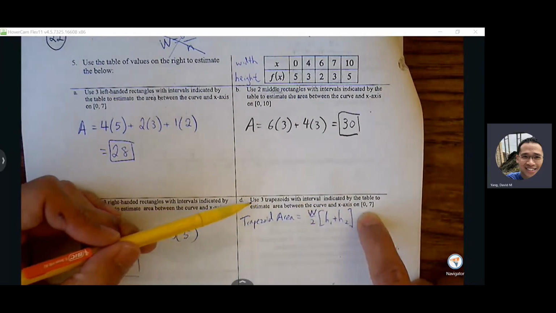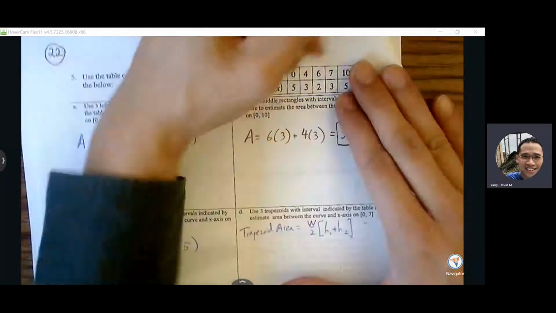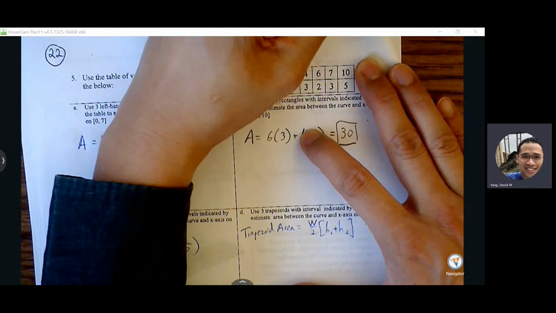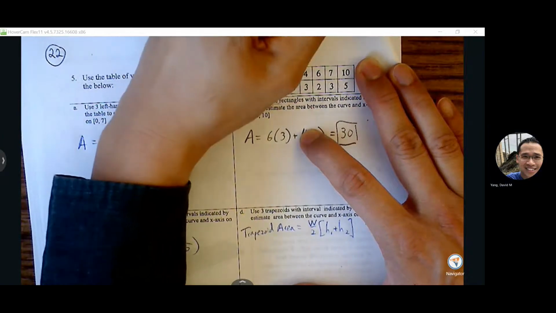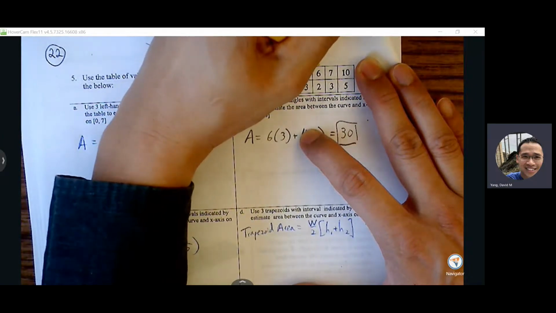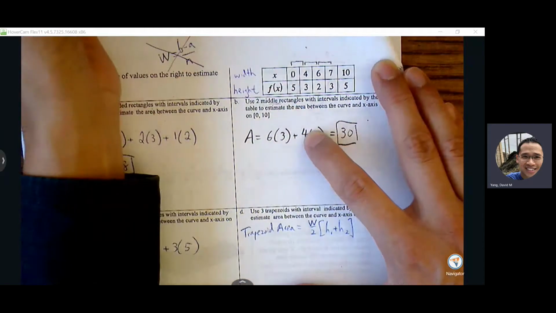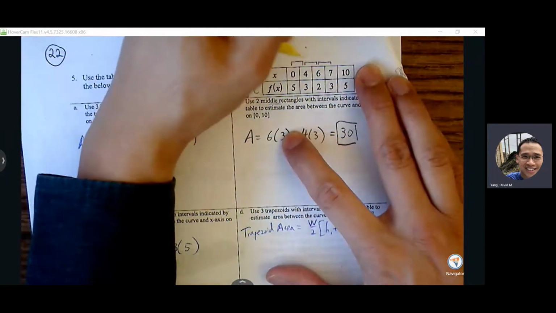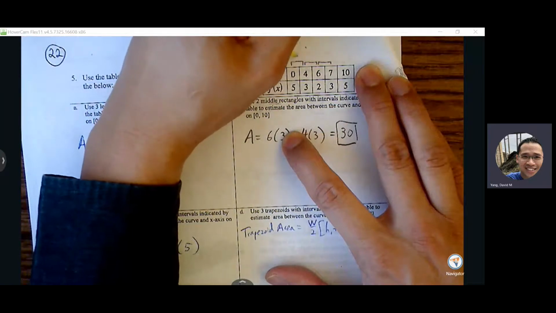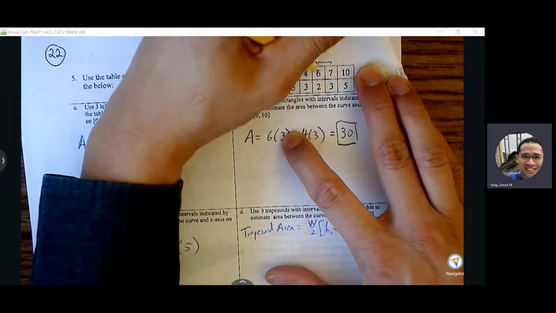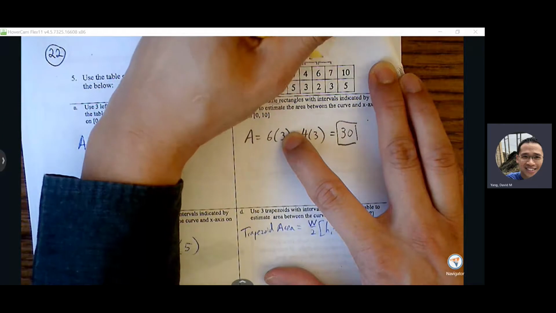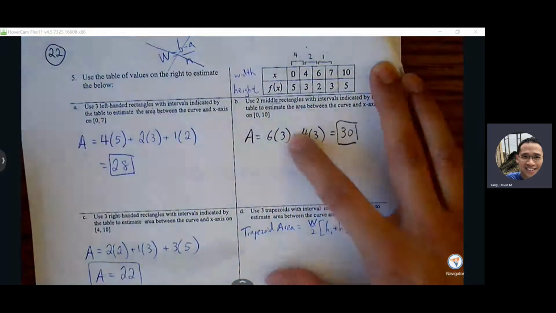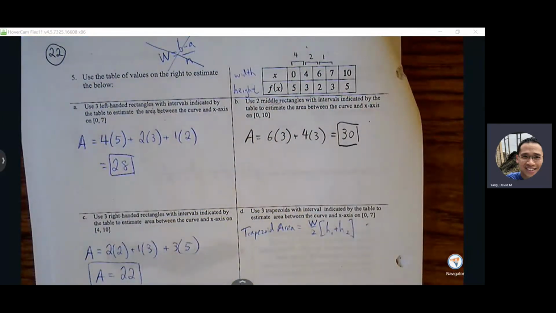3 trapezoids, 3 subintervals from 0 to 7. Okay, so we'll go from 0 to 4, 4 to 6, 6 to 7. Subtract each of the subintervals to get to your width. 4 minus 0 is 4. 6 minus 4 is 2. 7 minus 6 is 1. We just found the distance between each of those x values.